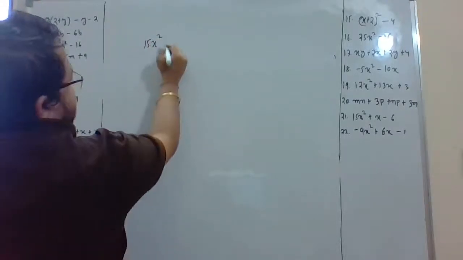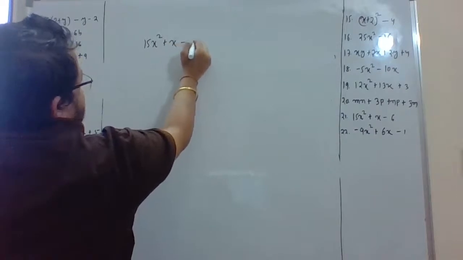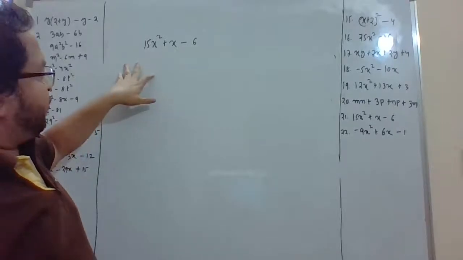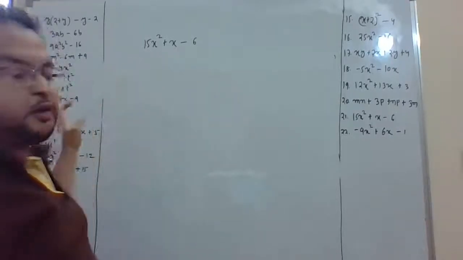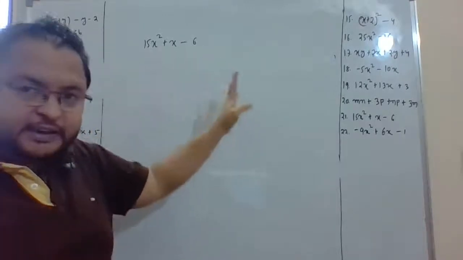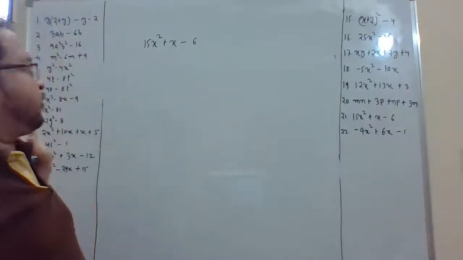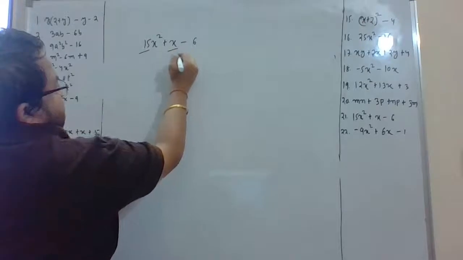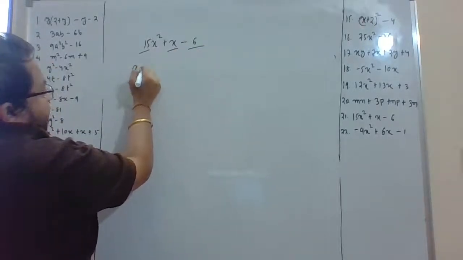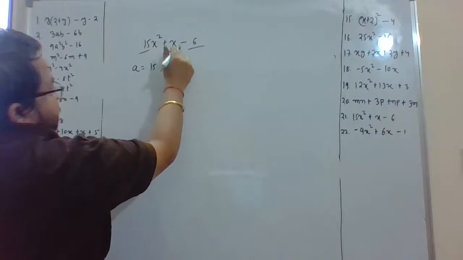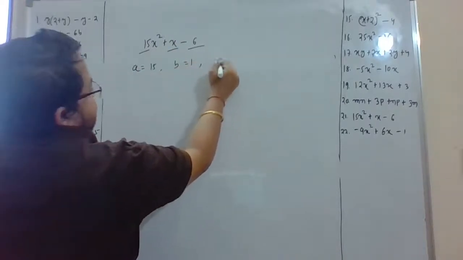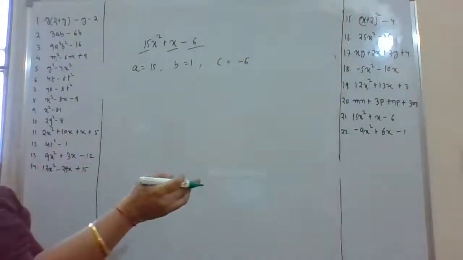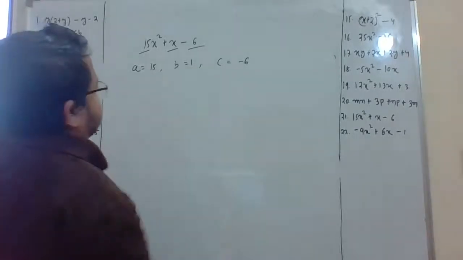The next problem is 15x squared plus x minus 6. If you see here, we will not be able to take any common factor, nor derive it into any identity easily. So we will directly use middle term splitting, which means this is ax squared plus bx plus c format. So a is 15, b is the coefficient of x, that is 1, and c is the constant term, minus 6.